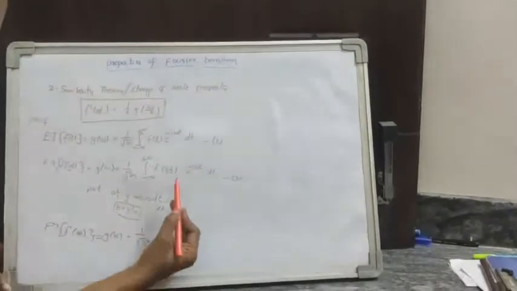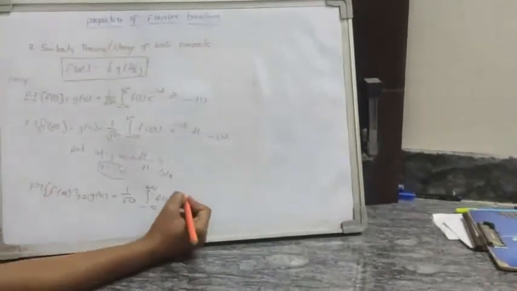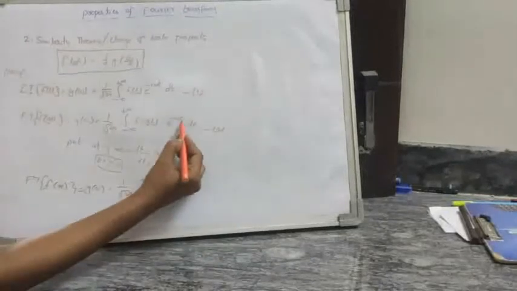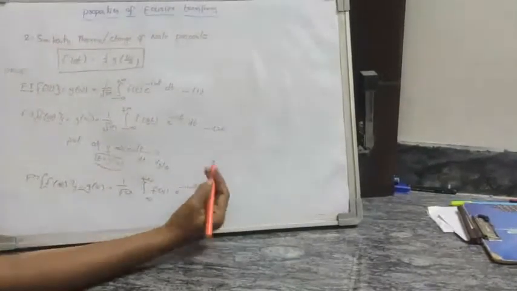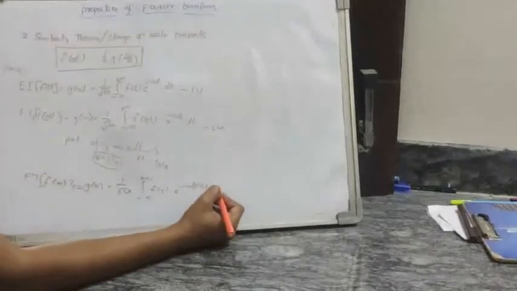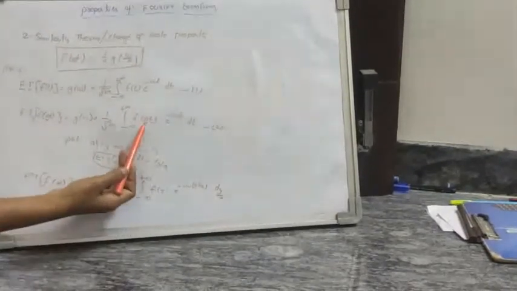Now 1 by root 2 pi, like that only, integral minus infinity to plus infinity f of, what is the at value we considered? y, into e power minus I omega, here t is there, so what is the t value? y by a, into dt. What is the dt value? dy by a. I have just substituted the at value, t value and dt value in equation 2. Then we got this equation.